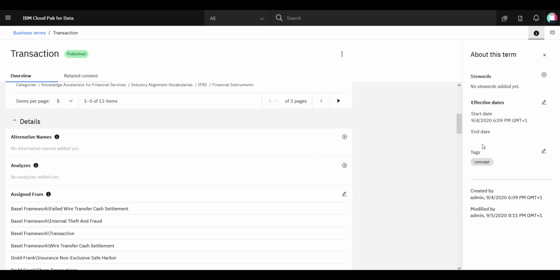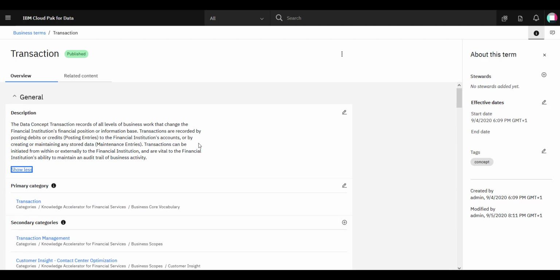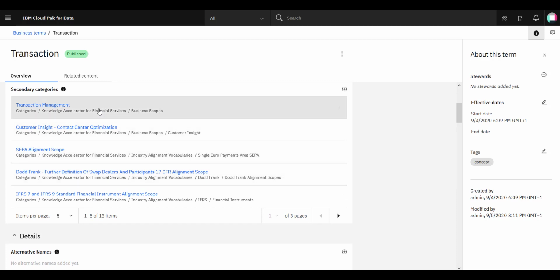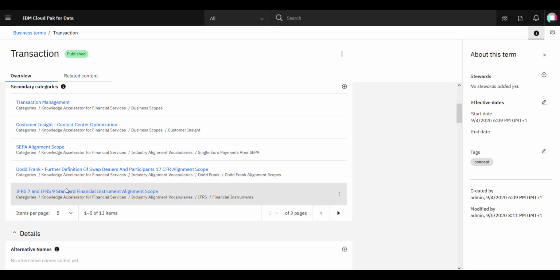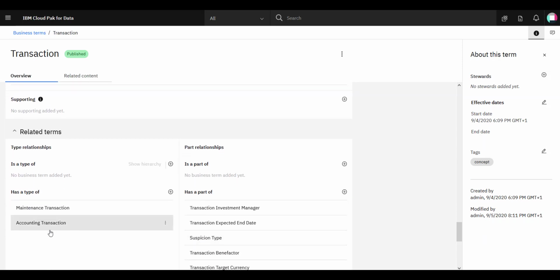This is a concept term indicated by its tag. A concept can have property terms and relationships to other concept terms. We can also see a full description of the term and that it is owned by the primary category of transaction. It is referenced by secondary categories representing projects, use cases, and other views or segments of the vocabulary terms. We'll discuss those in a moment. This term has 2 child type of relationships describing the more specialized types of transactions. The transaction properties are listed in the has a part of relationship.